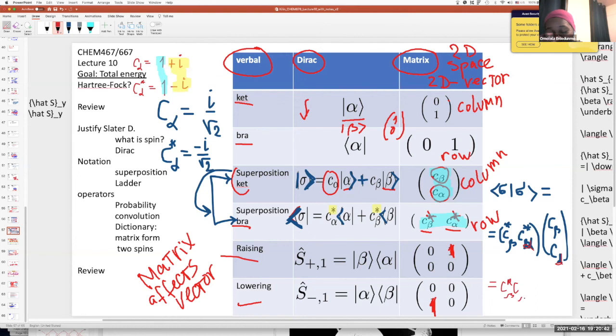I can't really remember, but the individual elements, CB goes to CB star, and then C alpha goes to C alpha star. Yes, and the general rule that I invite all of us to remember is row by column. So first element in the row multiplied by first element in the column, plus second element in the row multiplied by second element in the column, right?